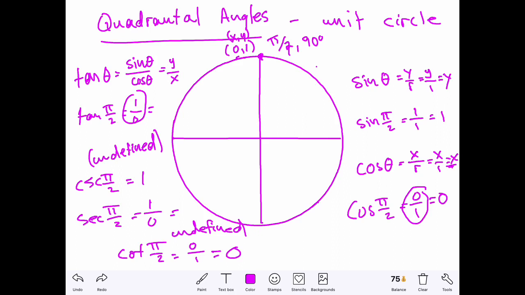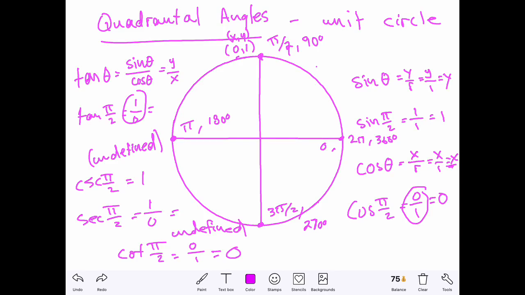The other quadrantal angles, of course, are pi, and that's 180 degrees, 3 pi halves, which would be 270 degrees, or 2 pi, or 360 degrees, also known as 0. And these are all what's called quadrantal angles because they're on the quadrants. And notice we have 4 quadrants, our axes divided into 4 pieces.